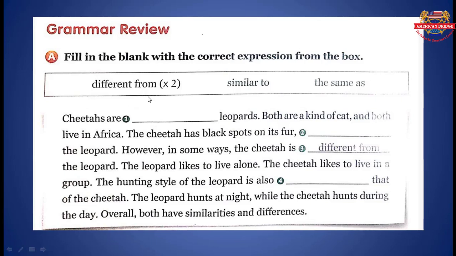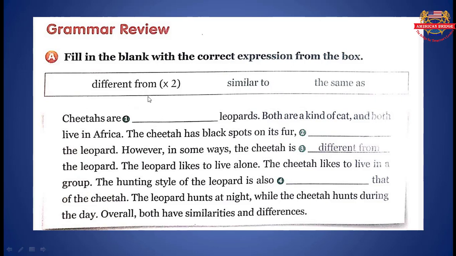Do you know cheetahs, everyone? Cheetahs are in the family of tigers, the family of big cats. And cheetahs are ___ leopards. Both are a kind of cat, and both live in Africa. The cheetah has black spots on its fur, the same as the leopard. However, in some ways, the cheetah is different from the leopard.